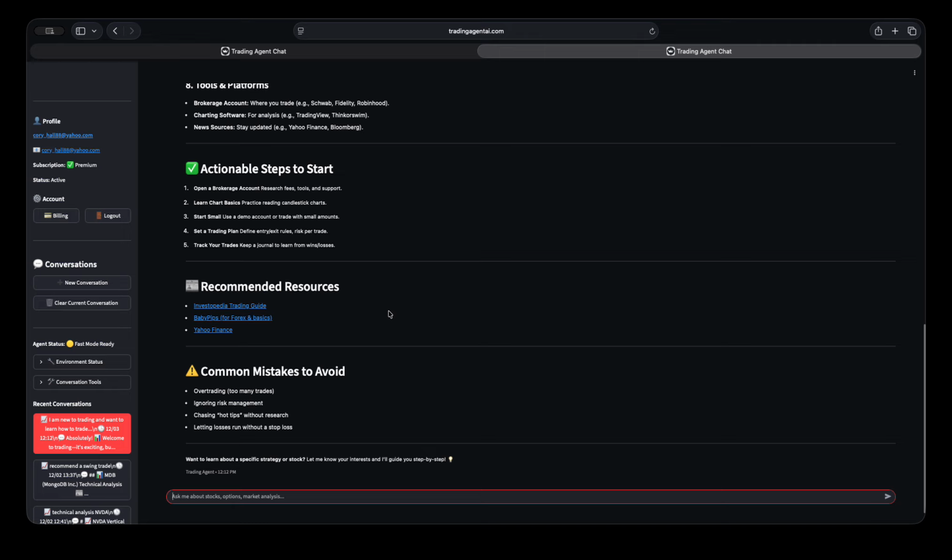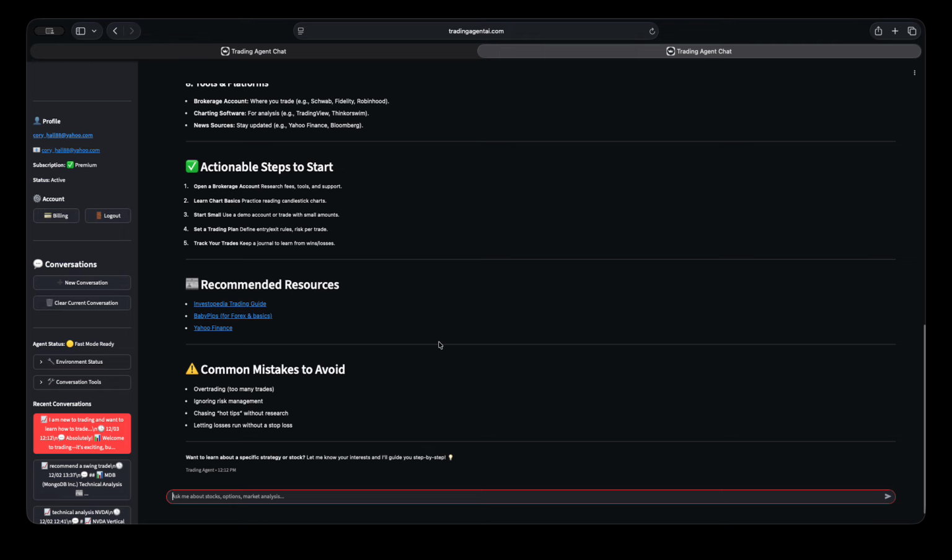And then it provides some recommended resources and common mistakes to avoid: overtrading, too many trades. A lot of times traders will make a trade, they'll get a profit, and then they'll trade some more and they'll give it all right back to the market.